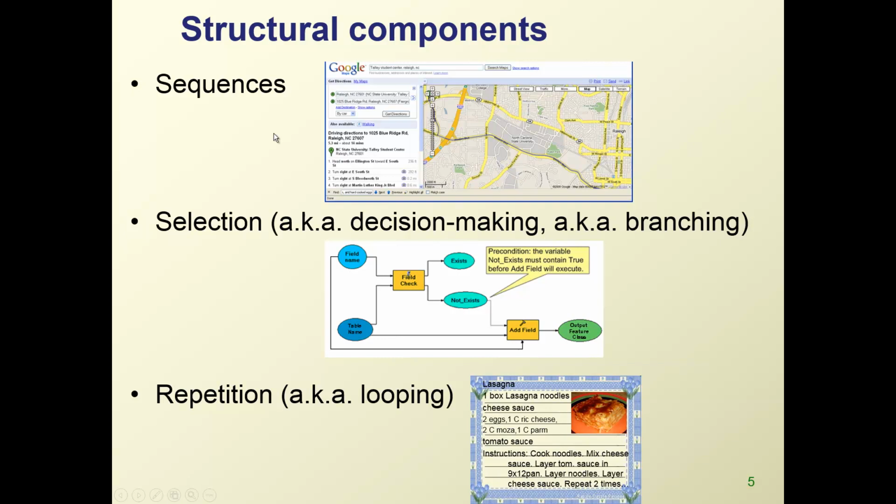Those steps in the model builder model on the previous slide were sequential steps, just like Google Maps tells you. You go here, you turn left here, you go a mile, you turn right there. And those are one step after another.